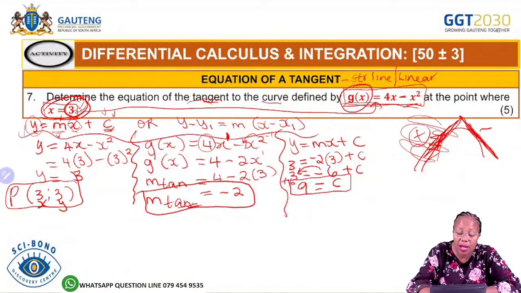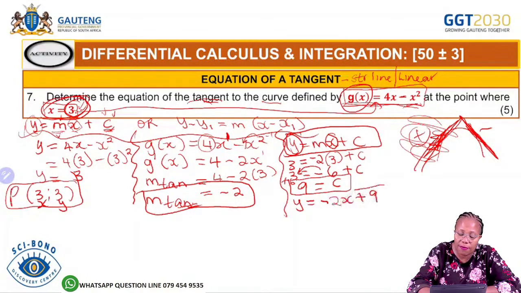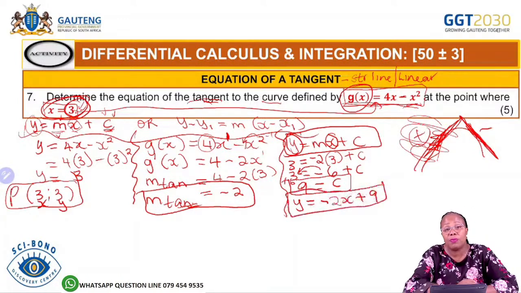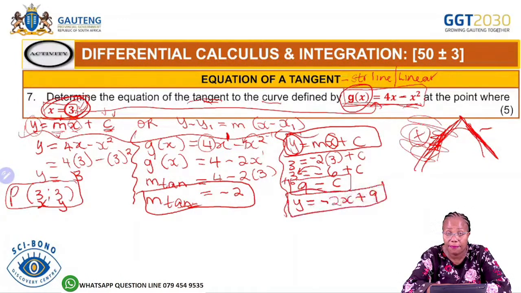Happy? We can now finalize the formula. It will be y equals, from the original, remember, you leave y, you leave x, substitute m as minus 2, we leave x, c is 9. Therefore, that is the equation of that particular tangent graph.